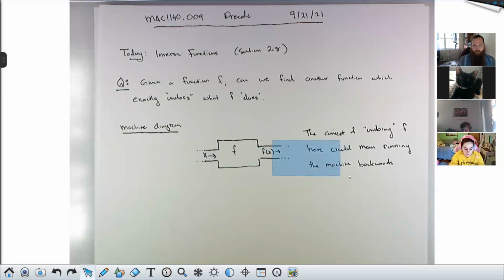Over here, you just have a pile of 2s. And I don't know which one of those 2s came from 1. I don't know which one of those 2s came from 10. So I can't run that machine backwards because the outputs don't have any information about which input they came from. The function f destroys that information.